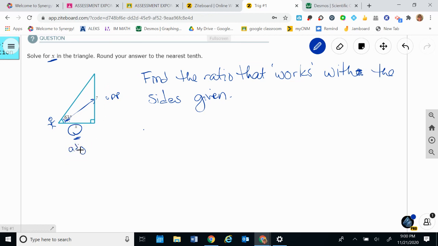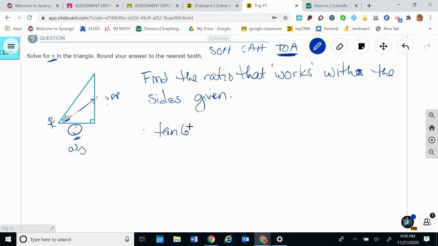So what relationship in SOH CAH TOA am I looking for here? Or which relationship can I use, rather? I have opposite and I'm looking for adjacent. So which relationship deals with opposite over adjacent? Tangent. This one involves the hypotenuse. We're not looking for the hypotenuse, so we shouldn't find it. We could find it, but that would be going around the long way to get to the end. We're looking for x.